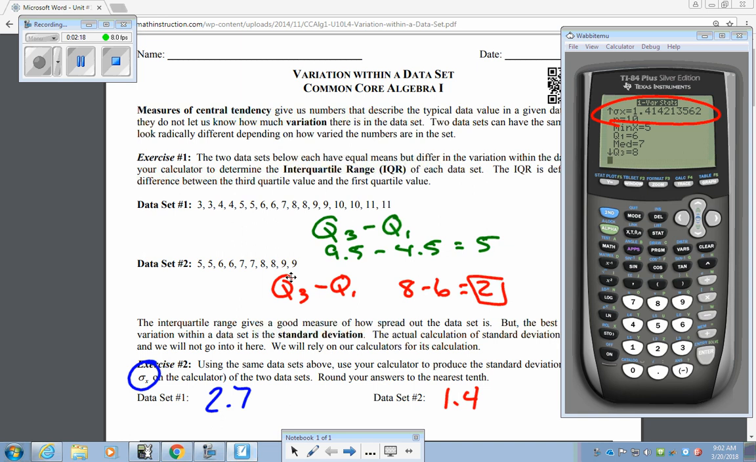So basically what that tells us is that the numbers from data set 1, there's more of them, and they're more spread out than the numbers from data set 2. And that typically happens when you have more data or the numbers are farther apart.